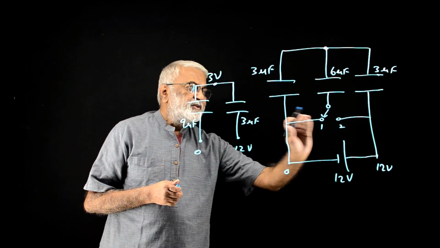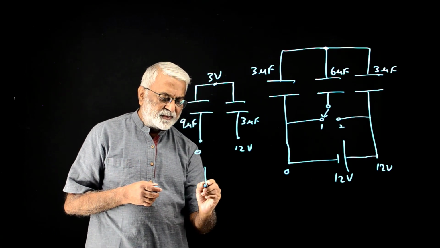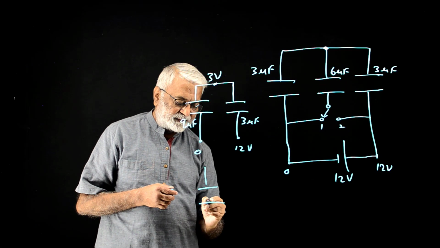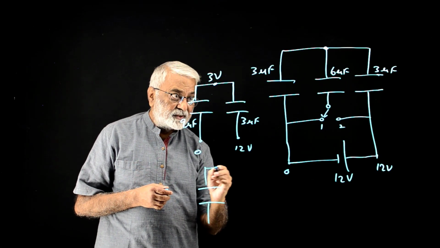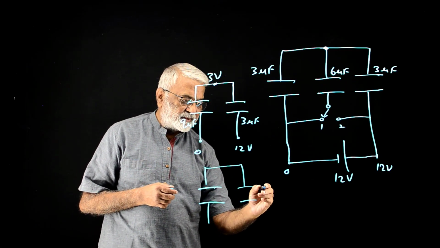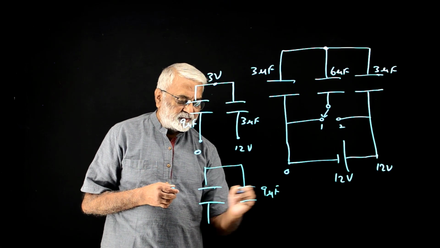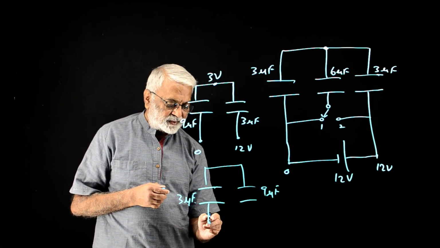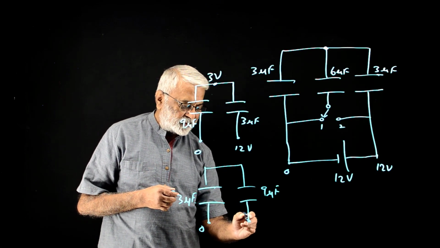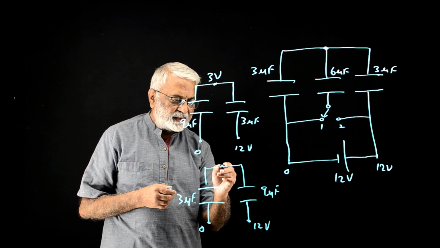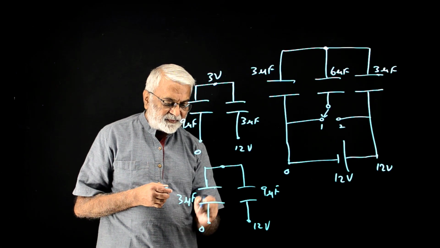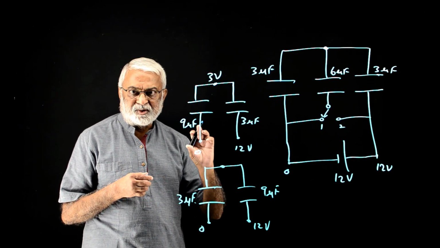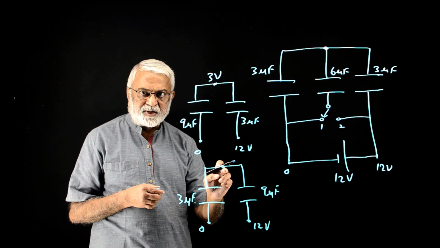When you throw the switch to the other position, this is what you're going to get. This will be 3 microfarad, but that becomes 9 microfarad. So this is what we have here. This is 9 microfarad. This is 3 microfarad. And this is of course 0. This is 12 volt. And now we want the potential difference across the 3 microfarad capacitor because this is 0. Whatever potential difference you have across 3 microfarad will be the potential here.